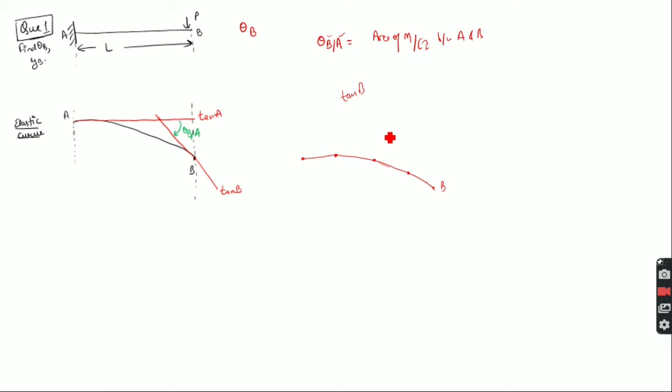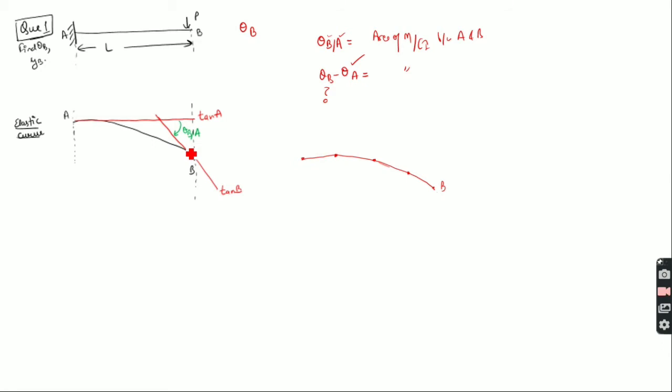For calculating theta B, I can write this equation like this: theta B minus theta A is equal to the area of the M by EI diagram between A and B. Now we want to find out theta B. For calculating theta B, we must know what theta A is, right? So always choose the second point as that point whose theta value we are sure about.